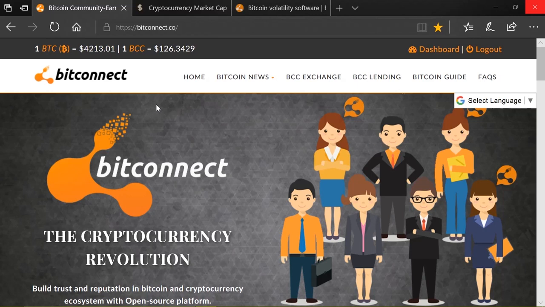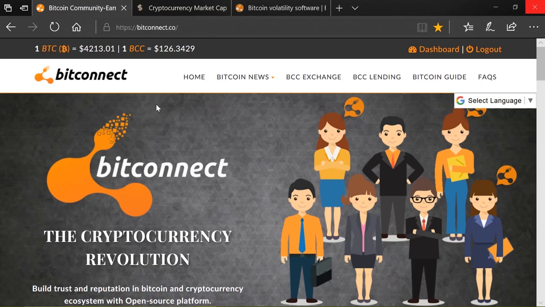So Bitconnect is a platform, and the best way of explaining it is a cryptocurrency in its own right. It has its own blockchain. You can mine it. It's a decentralized system, so nobody owns it. And it's also something much bigger than that. Bitconnect is a trading platform, and it's also an investment platform, and that's what we're going to dig into right now.